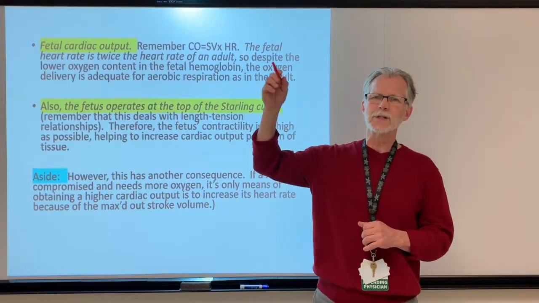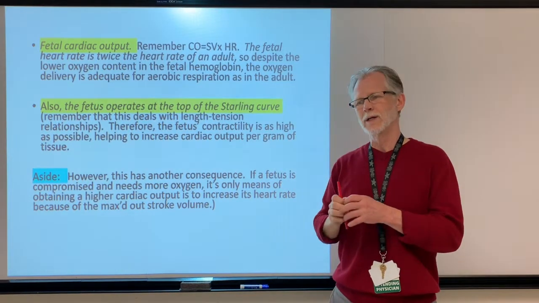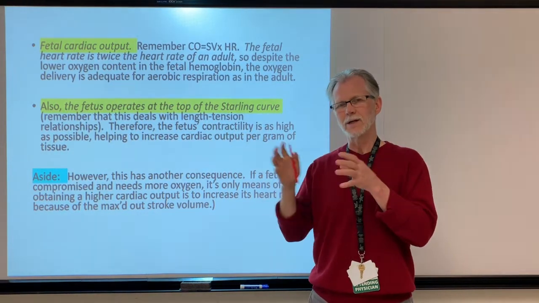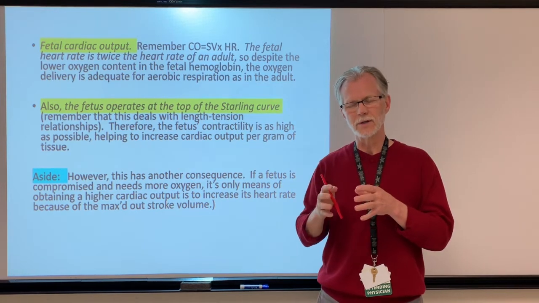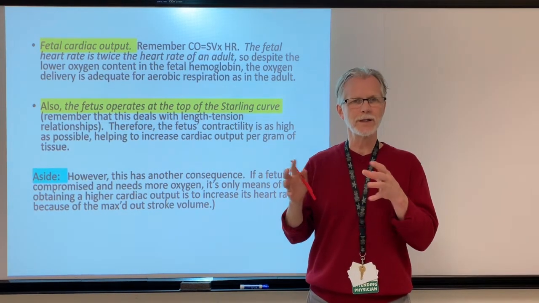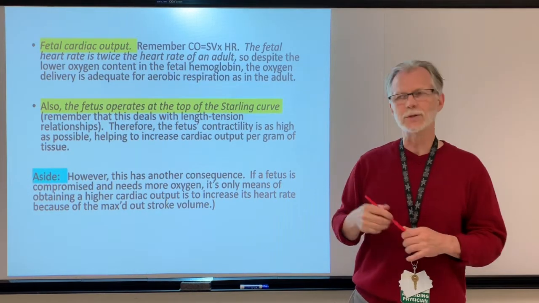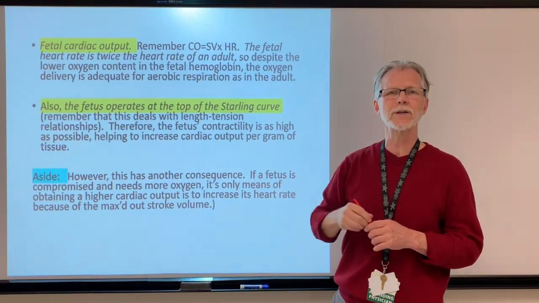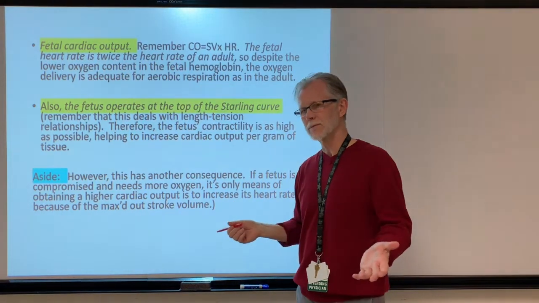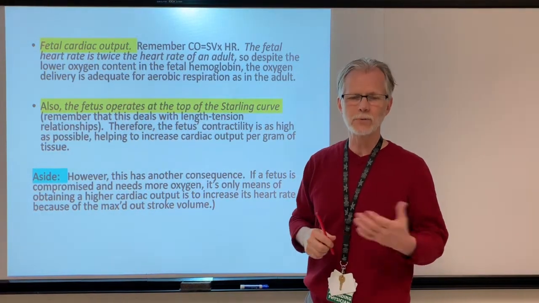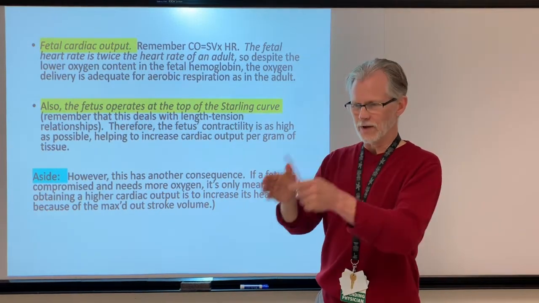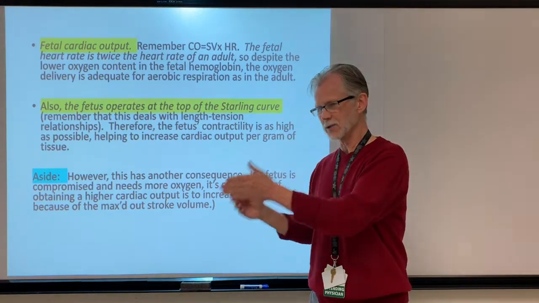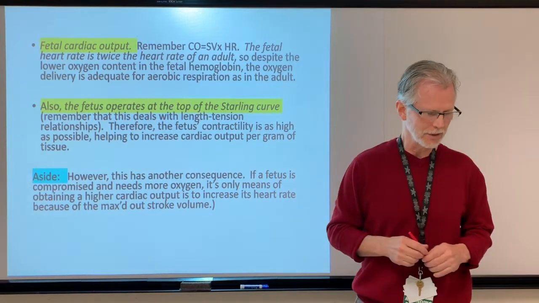The fetus does operate at the top of that Starling curve, and so it can't react to increased pressure on that stretch receptors. It can't react to increasing blood volume in the heart in the usual way by increasing its contractility. And so its only response often to conditions that are adverse is to become tachycardic in order to increase its cardiac output. Very high output is one of the ways that a fetus supplies that peripheral tissue at the appropriate oxygen molecule per gram of tissue to maintain aerobic metabolism.